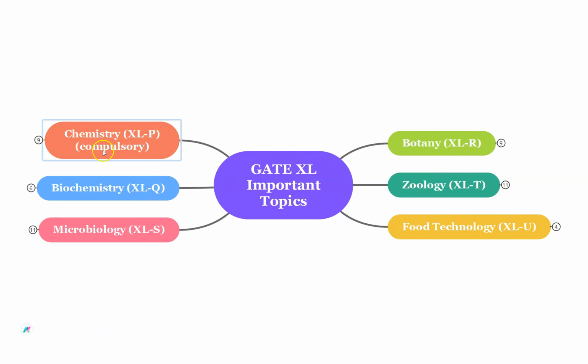As you would all know, GATE Life Science has a compulsory chemistry paper and 5 other subjects: Biochemistry, Microbiology, Botany, Zoology and Food Technology, from which you have to select any 2 for your exam. But today I will discuss all the important topics from all of these papers so that you get a consolidated list in just one video. Don't forget, you have to prepare for only 2 out of these 5 subjects in your main exam.